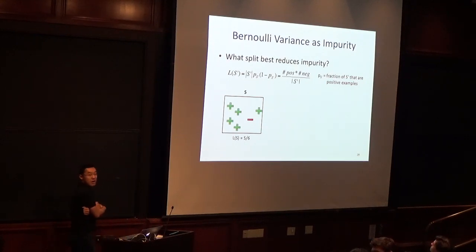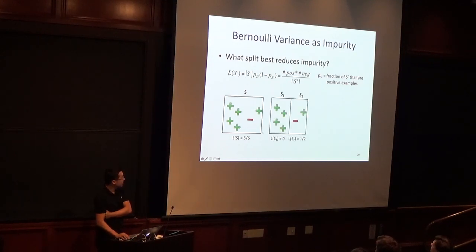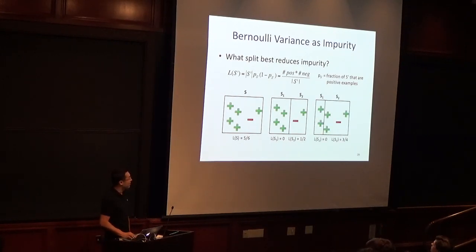Okay, so let's go over this simple example again, but using Bernoulli variance as the impurity measure rather than 0-1 loss. This is the impurity, and then if we split this, the sum of impurities is smaller, so 1/2 is smaller than 5/6. And if you try this split, the impurity also reduces. 3/4 is also smaller than 5/6.